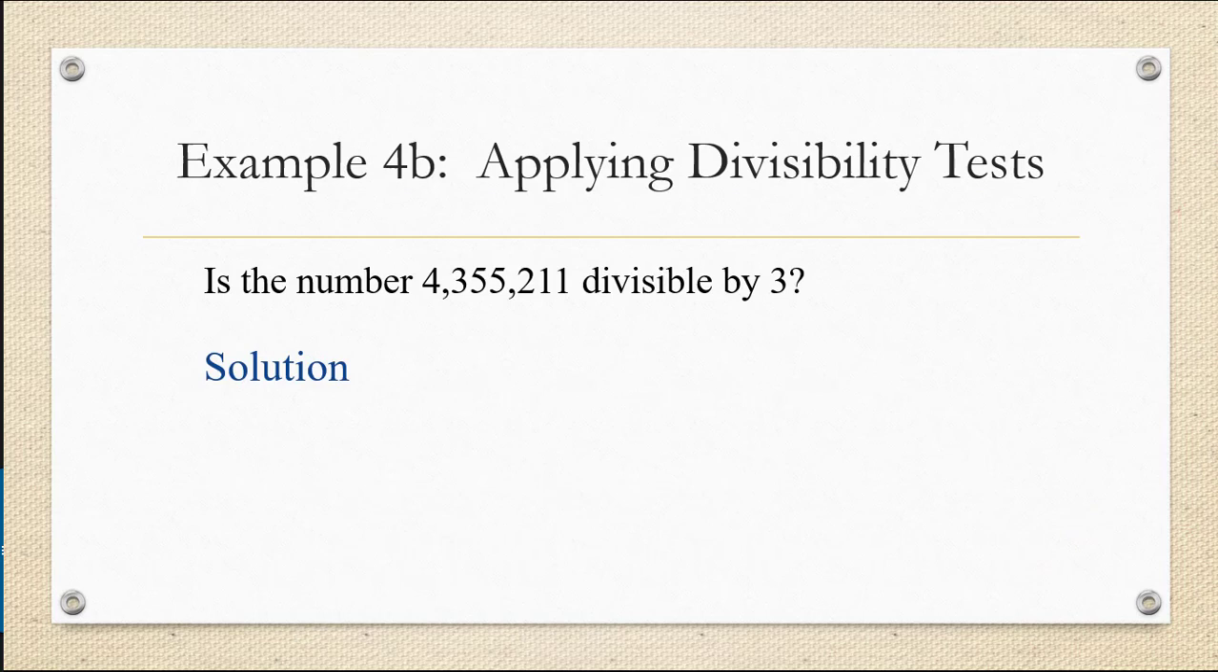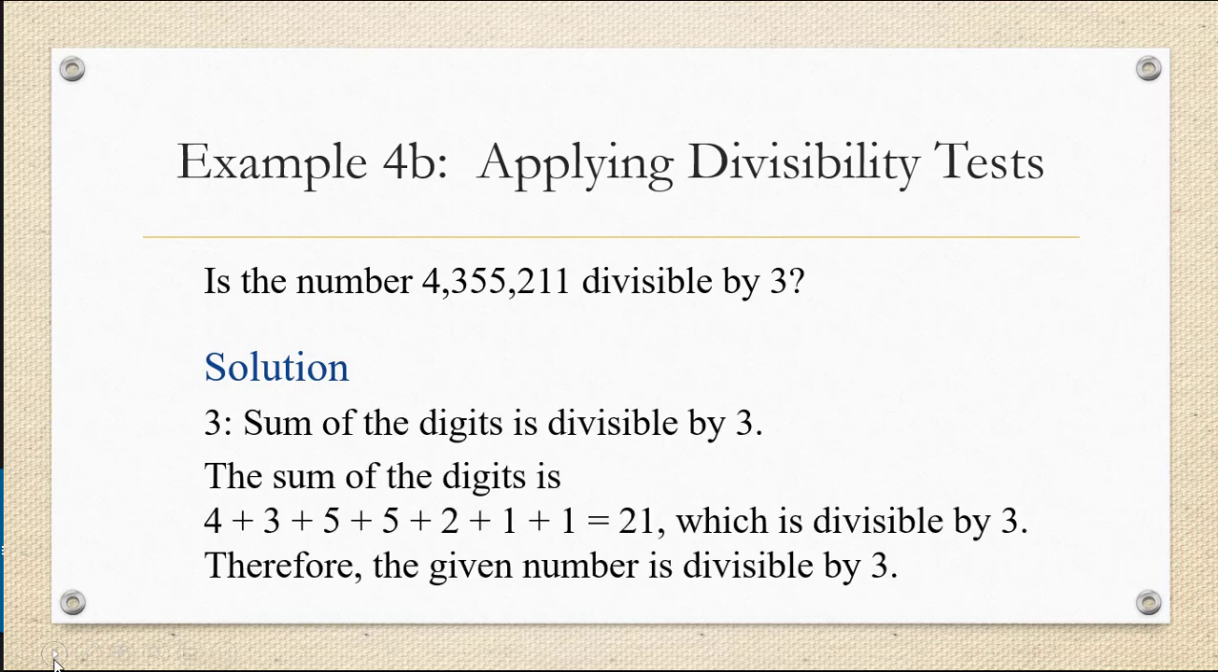Let's check if the number 4,355,211 is divisible by 3. This would mean that the sum of its digits is divisible by 3. If you add up the digits, you get 21, which is divisible by 3. So that means that 4,355,211 is also divisible by 3.